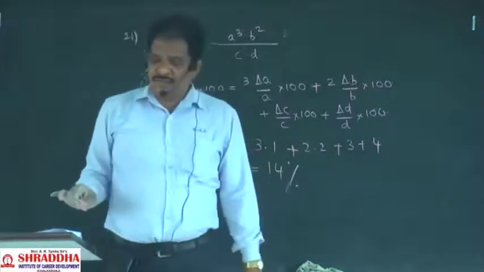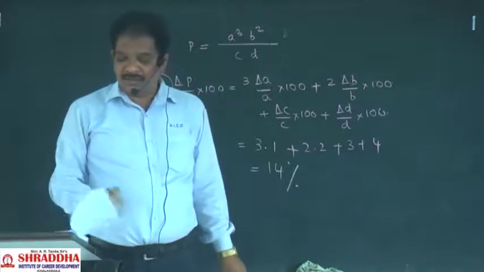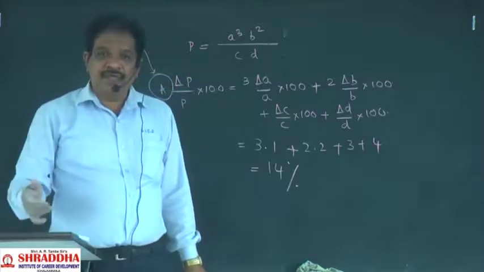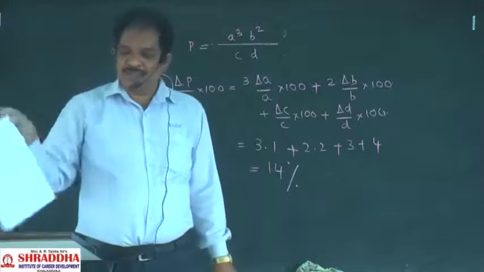With this today we will stop now. Remaining up to 33 are there. We will finish this chapter by tomorrow. Day after tomorrow onwards, we will start motion in a straight line.